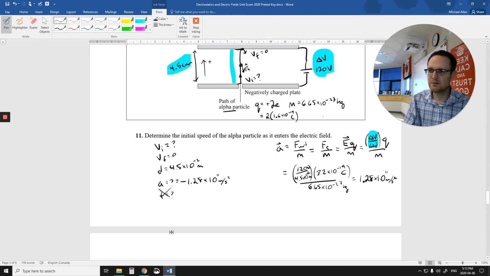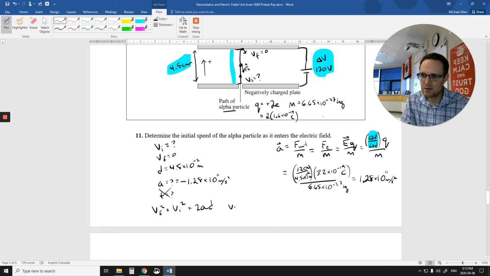Oh, we have the VF squared formula. VF squared is equal to VI squared plus 2AD. It's already rearranged? Oh, not technically. I guess not. I thought it was going to be already rearranged for VI, but it's not. So we're going to rearrange for VI squared.